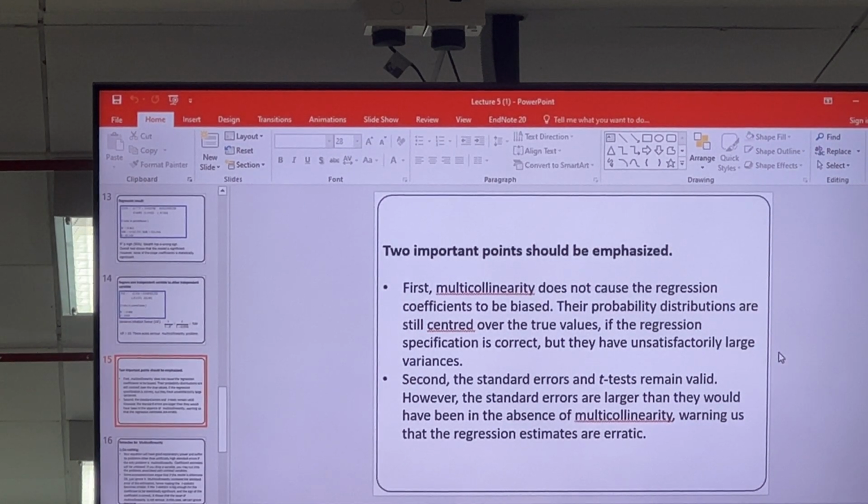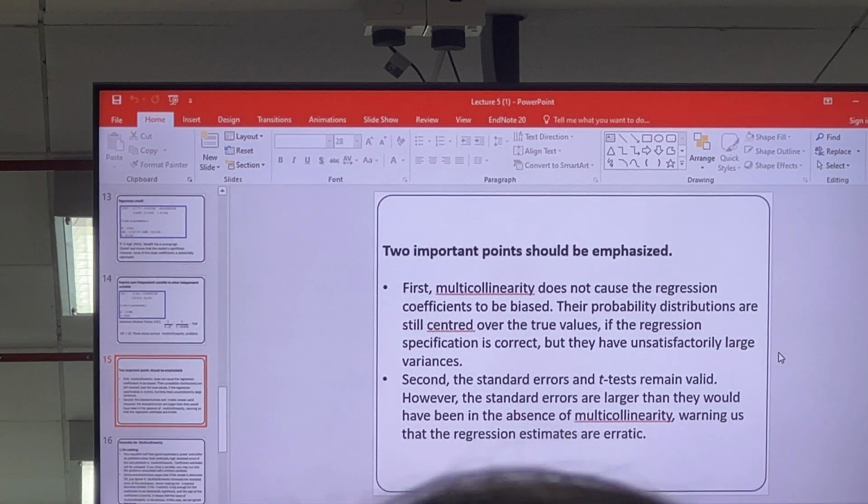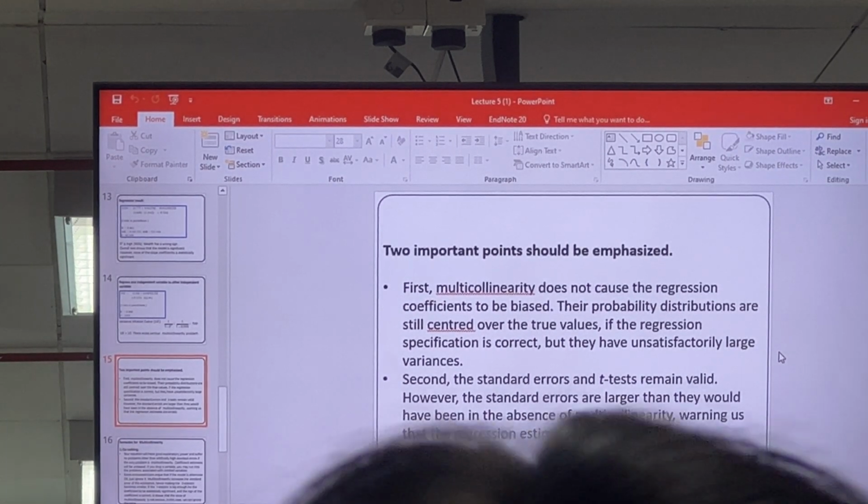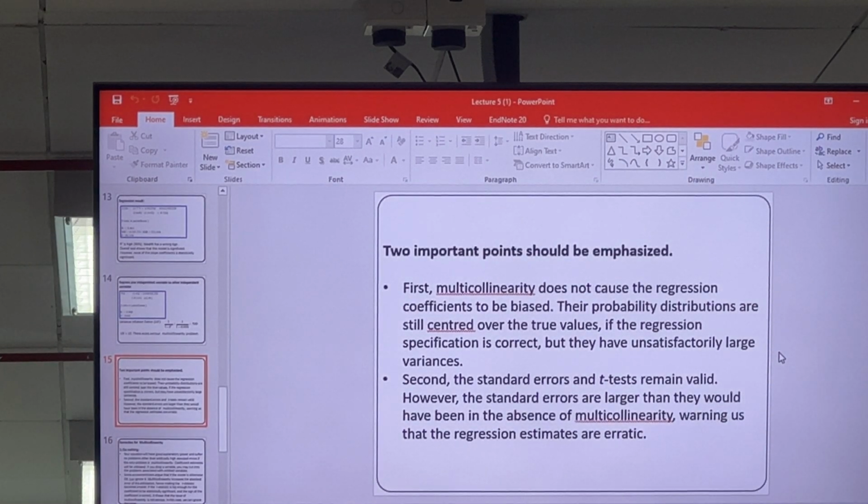Alright, so there are two important points that should be emphasized here, that you should remember and understand. First, multicollinearity does not cause the regression coefficients to be biased. Their probability distributions are still centered over the true values if the regression specification is correct, but they have unsatisfactorily large variance. So the presence of multicollinearity will make the sampling distribution of the estimator larger.